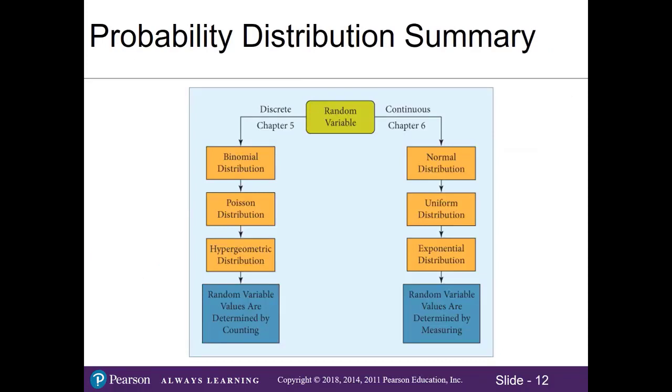So in other words, we've covered in Chapter 5 the binomial distribution and the Poisson distribution. We did not study the hypergeometric. And these are all random variables based on counting. And then in this chapter, Chapter 6, we learned about the normal distribution and the exponential distribution and how to use them. And we touched on the existence of the uniform distribution. And these are used when our random variables are uncountable and are determined by measuring. So if you have any questions, just let me know.